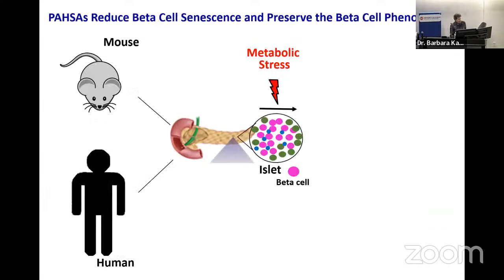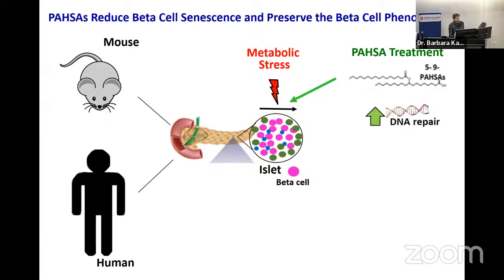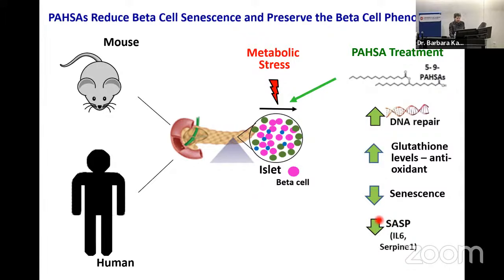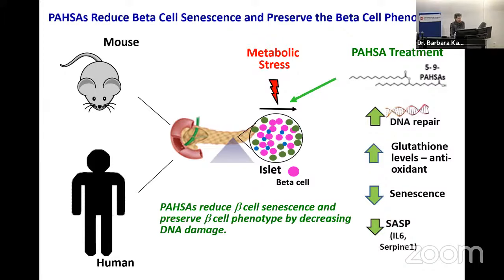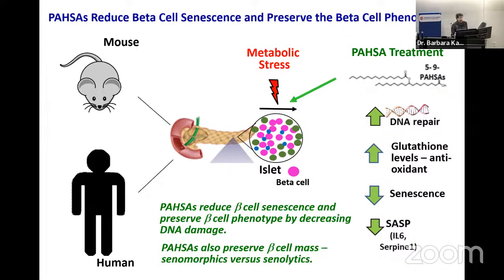So for this part of the work, we would say that in mice and in humans, metabolic stress induces senescence in islets, but PASA treatment results, and I didn't show you these data, in increased DNA repair, increased glutathione, which has an antioxidant effect, decreased senescence, and decreased secretory pathway from senescence. So the PASAs reduce beta cell senescence and preserve beta cell phenotype by decreasing DNA damage. And they also preserve beta cell mass, so they are xenomorphics, not senolytics.